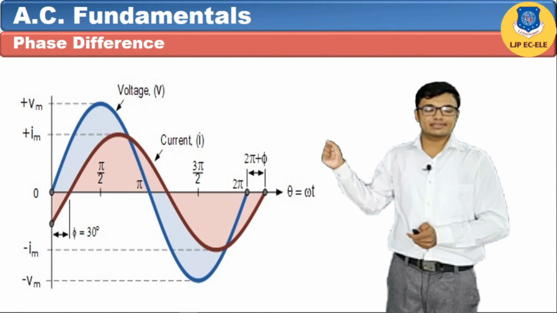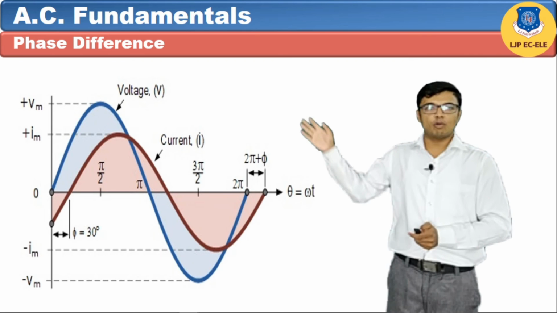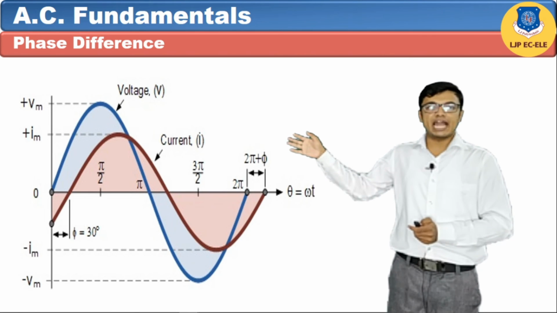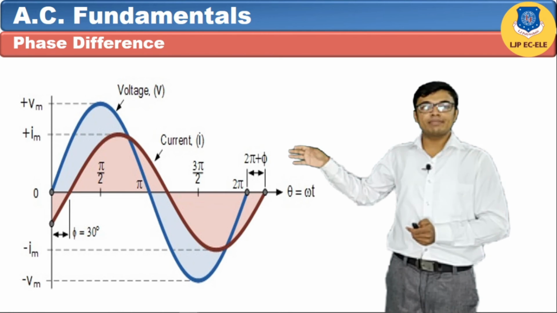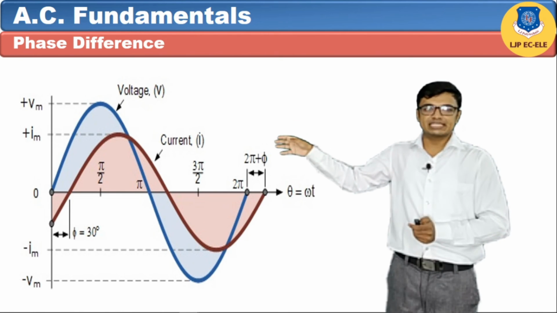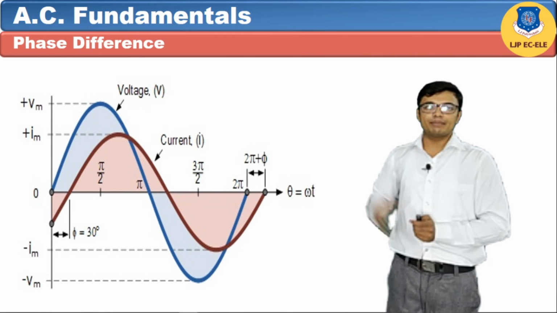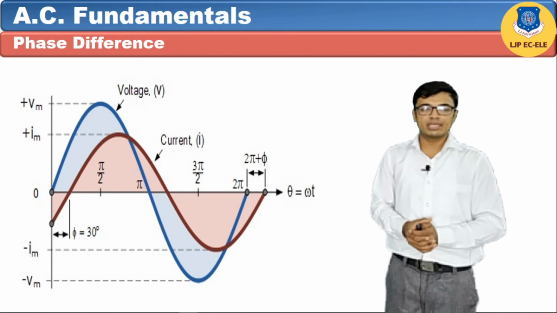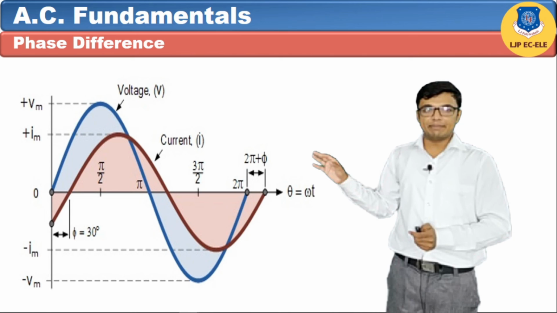Let's see phase difference. Here also having two wave, that is the voltage wave and current wave. But difference is that voltage wave start from 0 degree, whereas current wave start after 30 degree of voltage vector. So first voltage vector become maximum, after 30 degree current will become maximum. So both of the quantity require different time to reach at maximum value. So this is called a phase difference in between two waves.